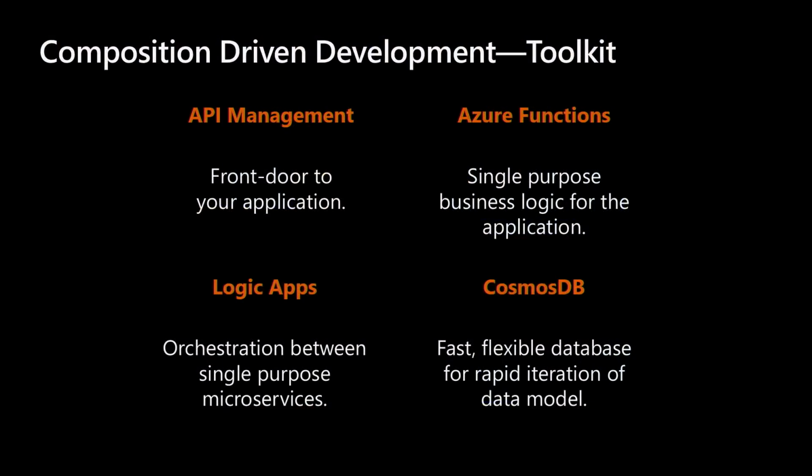So what does the toolkit look like for composition-driven development? Here are some of the things that you can use. The way I look at it, there are 4 key things. Well, 3 plus 1, because Cosmos DB just got added recently. API management provides the front door to your application, as well as helping you wrangle functions, which would be the next step here, which is the single-purpose business logic for your applications. Logic Apps provides orchestration between something like functions. You could feasibly use something else. And then Cosmos DB, because Cosmos DB is just really cool and you should use it.